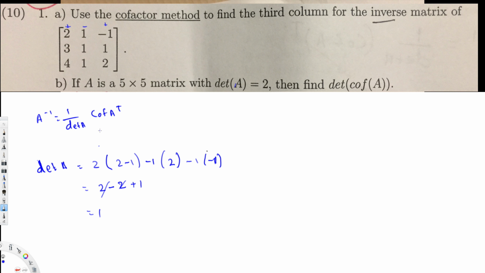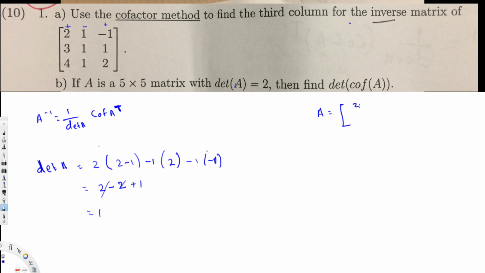Now I have to find the third column for the inverse matrix. So we have this A right here. Inverse matrix means we have to first find the cofactor. In this one, the third row is going to be the third column because this is A transpose. This is where we have to be careful. When we find the cofactor, we have to find the cofactor of A transpose. So let's list A right here.